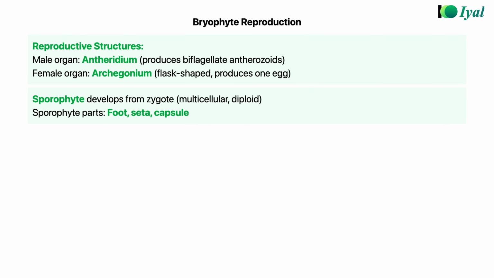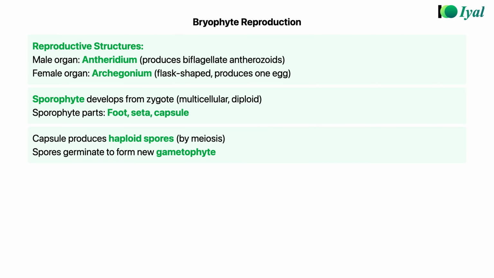After fertilization, the zygote doesn't undergo reduction division immediately. Instead, it develops into a multicellular sporophyte. The sporophyte is differentiated into three parts: a foot, which anchors it to the gametophyte, a seta, which is like a stalk, and a capsule at the top. Inside the capsule, some cells undergo meiosis, reduction division, to produce haploid spores. These spores are then released and germinate to produce a new gametophyte, completing the life cycle. So you have this alternation of generations between the dominant gametophyte and the dependent sporophyte.